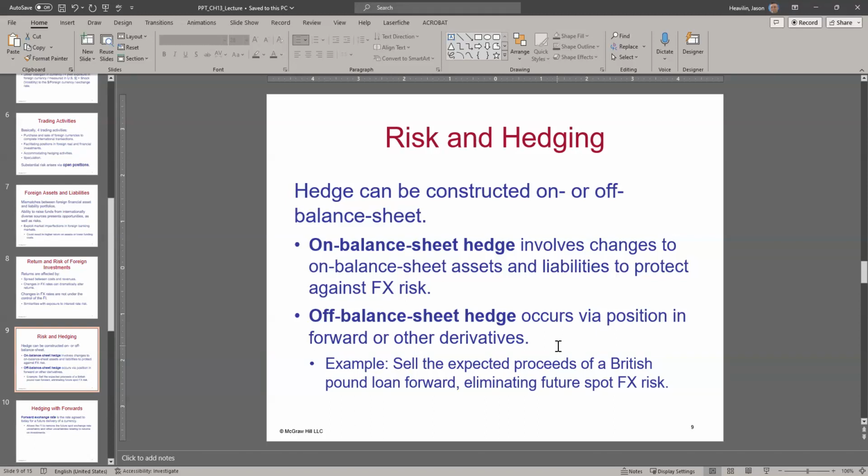Off-balance sheet hedge occurs via position in forwards or other derivatives. This is the example that I spoke about, a forward contract, will fit into the off-balance sheet hedge. So you do a third-party forward contract to lock in your exchange rate, and that way, as the future approaches, you're not subject to the fluctuations in exchange rate. Once again, you eliminate the losses, but you also eliminate any gains that would have brought you. You just stabilize the cash flows.